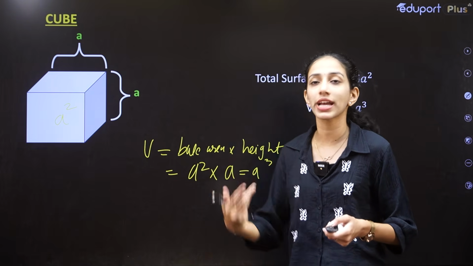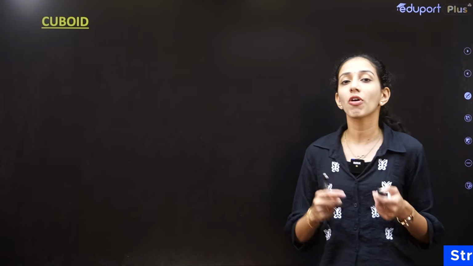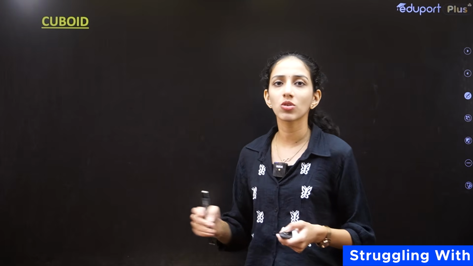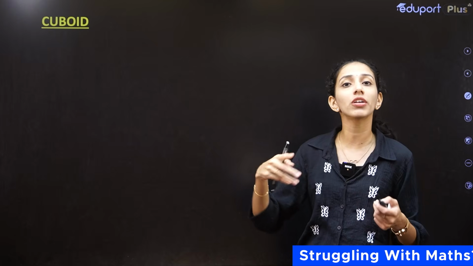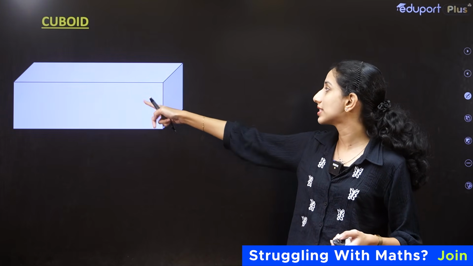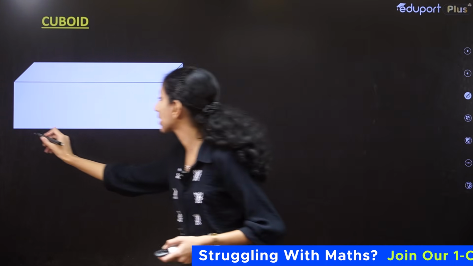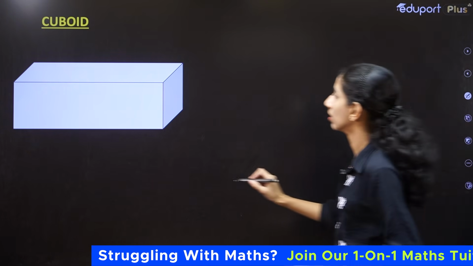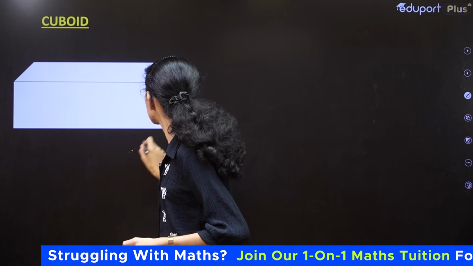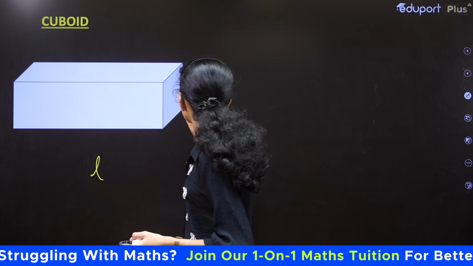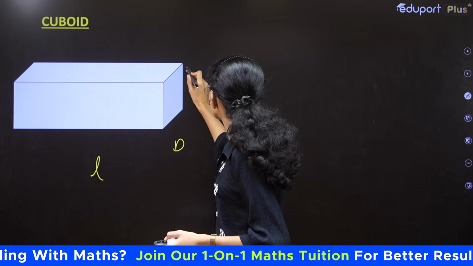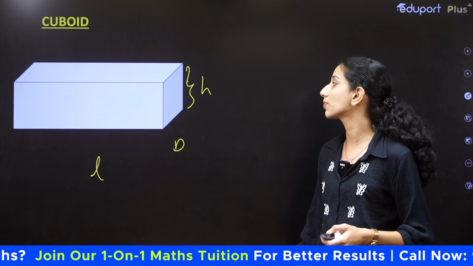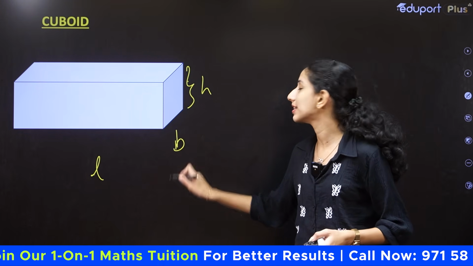Then we are moving to the next solid, that is the cuboid. What is the speciality of a cuboid? Compared with a cube, it does not have sides of equal length. So here we consider a cuboid with a length. If I consider this as the length, this will be the breadth and this will be the height. So, we have the length, breadth and height of the cuboid as l, b and h.